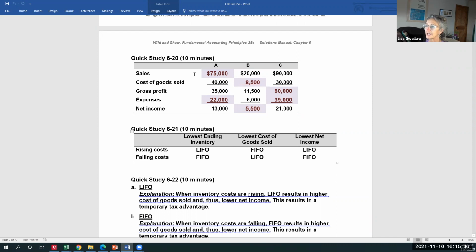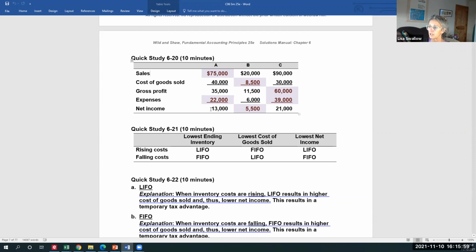We know that sales, which again, you should be able to do this model in your head, sales minus sales discount minus sales R&A equals net sales. So these are my net sales. Minus COGS gives me gross profit. So if I had gross profit of 35 and my COGS was 40, my sales was 75.